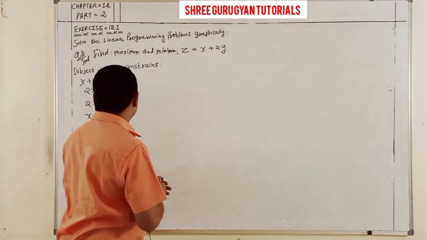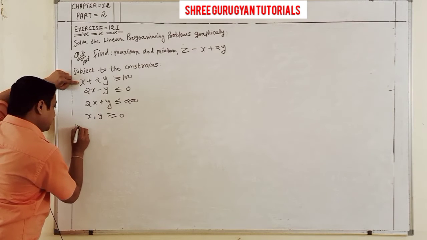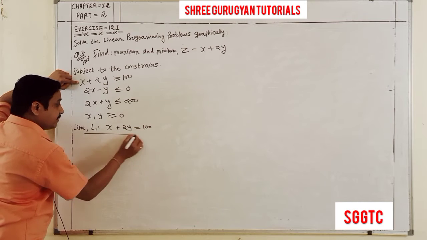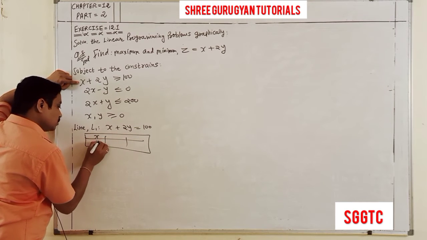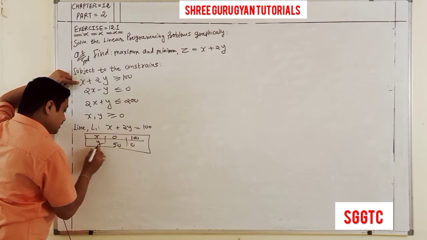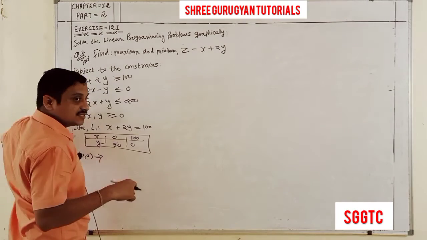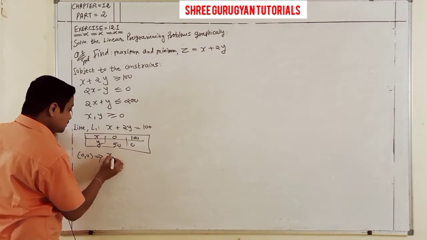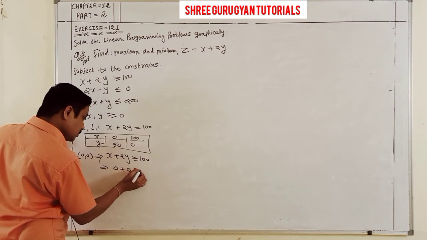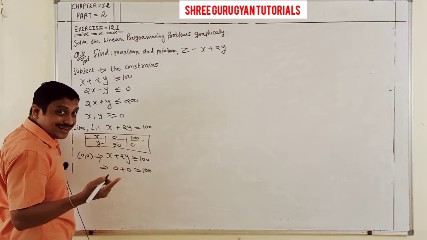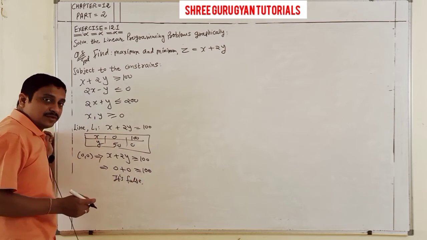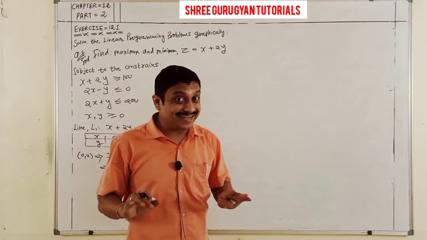So first of all I will start here. Line L1: x plus 2y becomes 100, and go to the table. x is 0, y is 50, but y is 0, x is 100, and check the origin 0, 0. So x plus 2y is greater than 100. Here 0 plus 0 greater than 100, and 0 greater than 100 is not possible, it is false. It means your graph is not passing through the origin side.